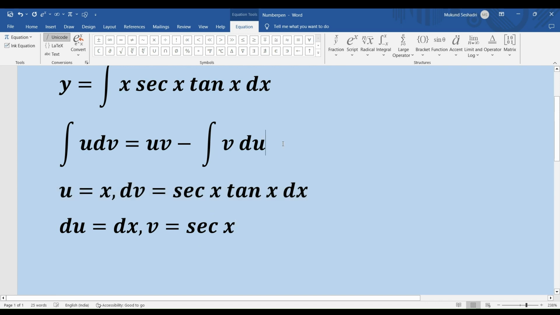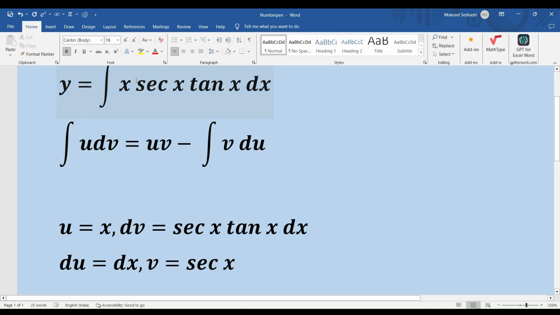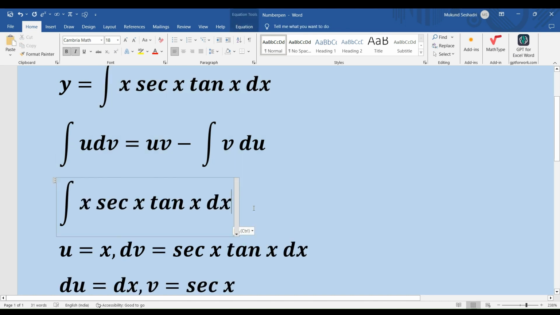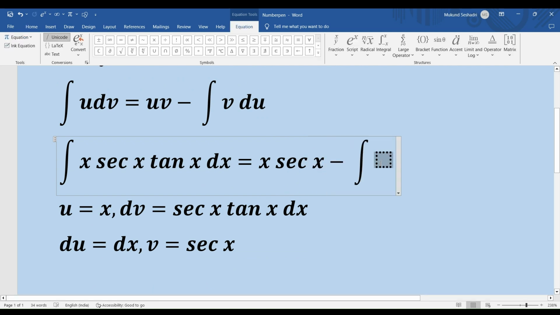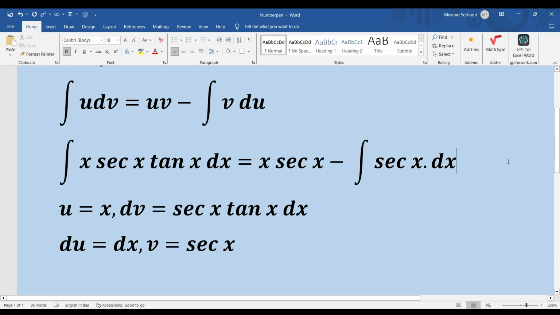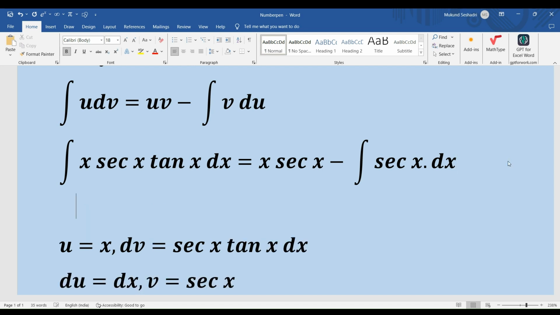So can I go back to my integration by parts, and my integral of x secant x tan x dx becomes equal to uv, which is nothing but x secant x, minus the integral of v du. My v is secant x and my du is dx. So I have my integral of x secant x tan x dx equal to x secant x minus the integral of secant x dx. Now, do I know the integral of secant x dx?